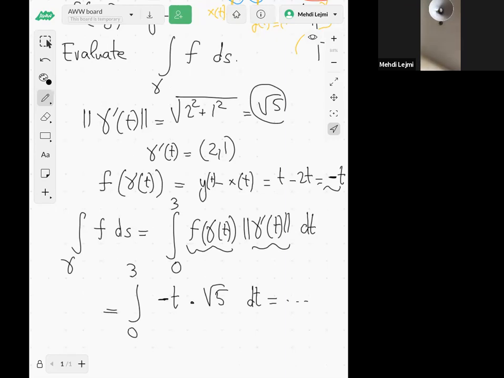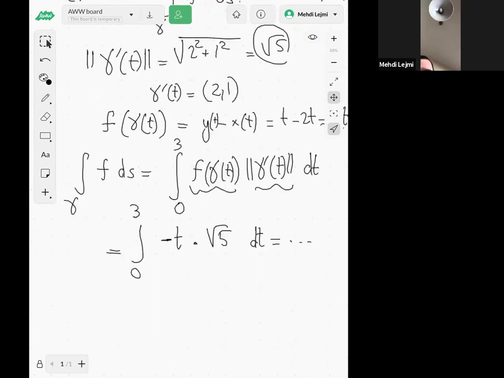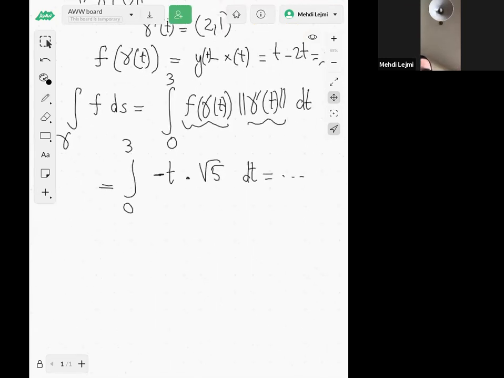Okay, guys, I don't know if there's any question. Otherwise, here's an exercise for you. Of course, the goal of the exercise would be to evaluate our scalar line integrals. So, exercise.